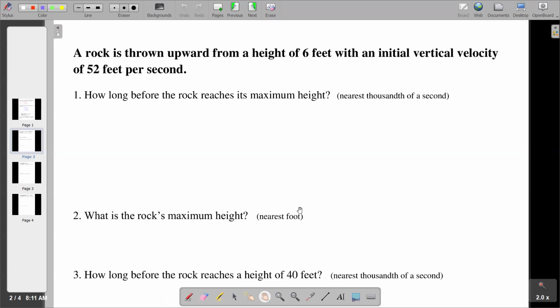So, question number one, how long before the rock reaches its maximum height? What are we looking for when we talk about maximum height? Thank you, Kennedy. It's exactly right. Anytime we talk about the maximum height of an object, we're looking for the vertex. Visually, if you looked at it from the side, the highest point is the vertex of the flight, right? So we need the vertex.